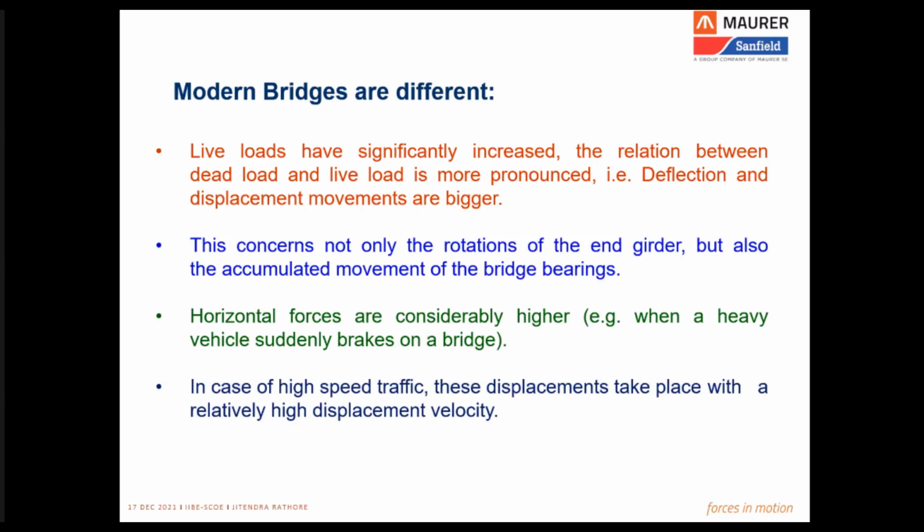Why is it so? Because the live loads have increased. The relation between the dead load and live load is more pronounced. Let us take an example of a railway bridge where the dead load of the structure itself is not that high because it is a steel structure. But the live load, which is the train moving onto the bridge, is very heavy. So under the influence of this heavy live load, the deflection and displacements will be much bigger as compared to a normal highway bridge, where the structure is very heavy, being a concrete structure, and the live load compared to that dead load is not that big.